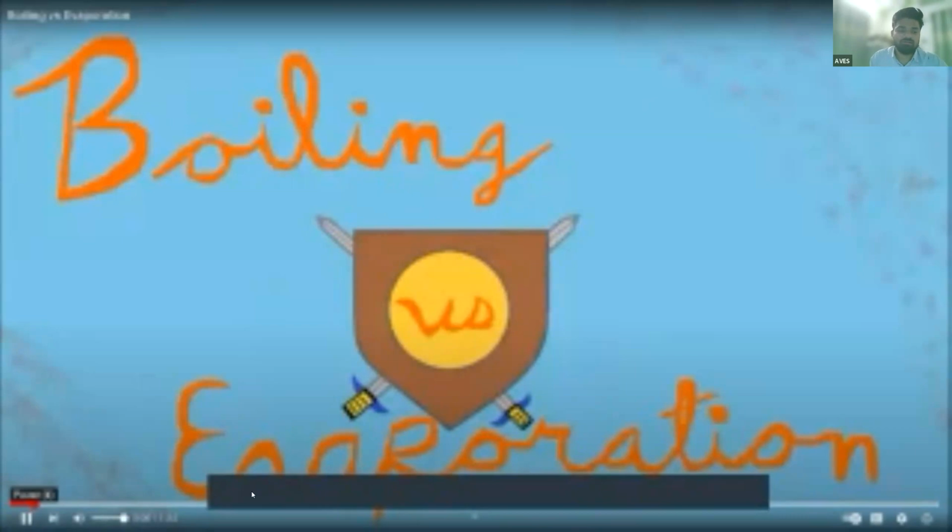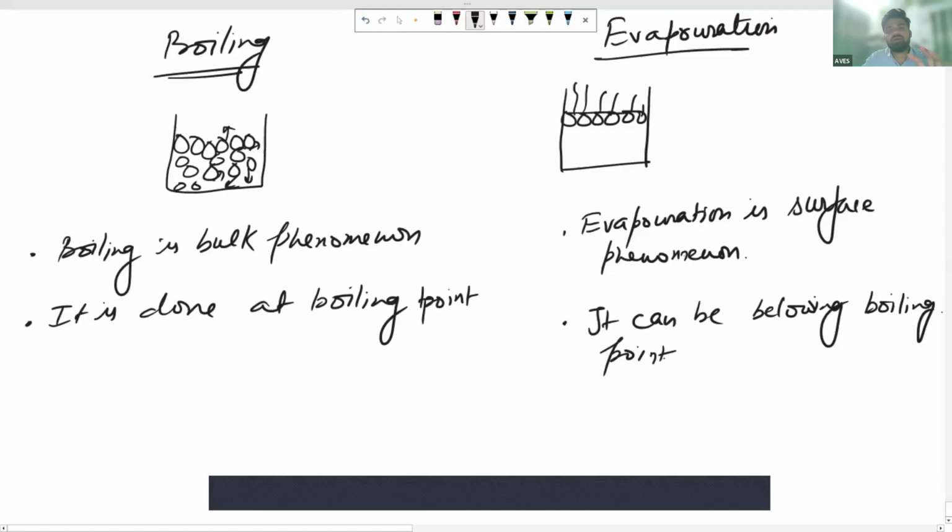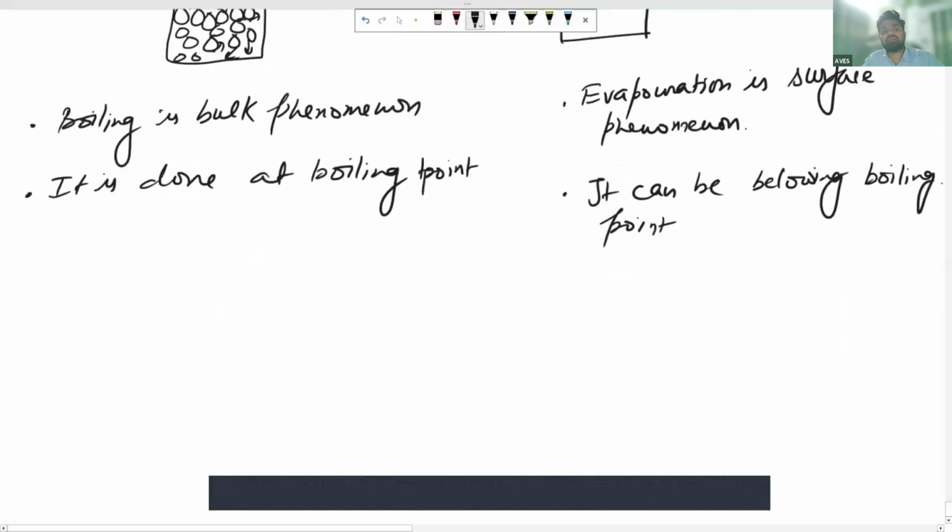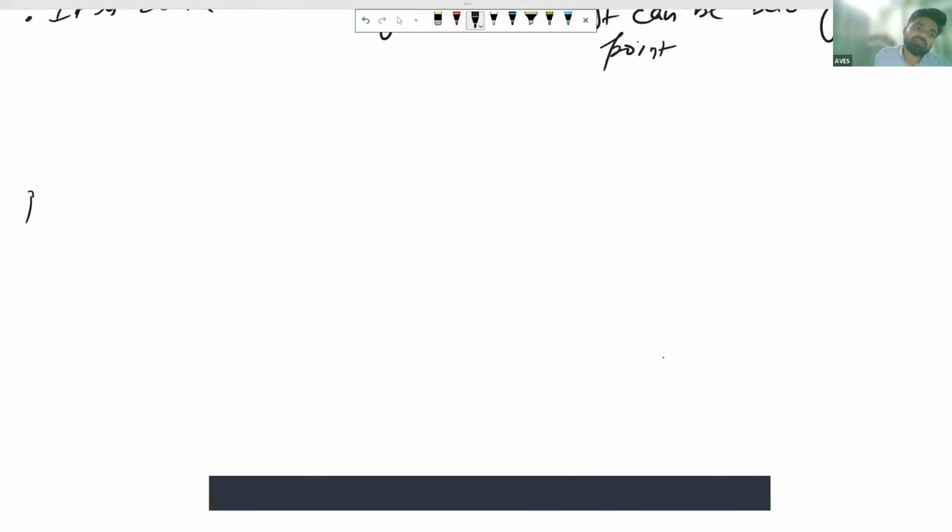Okay, so what do you understand here? It is very simple: boiling is done at a particular temperature. First of all, let me explain what the boiling point is. What is boiling temperature?